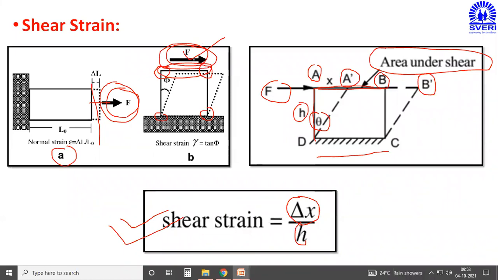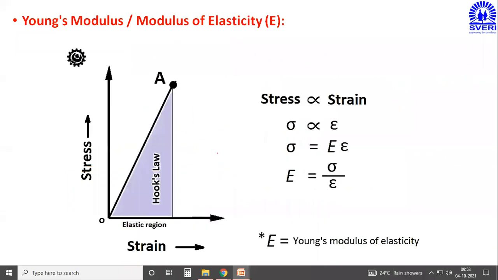And due to that shear force, whatever the strain is induced, that strain is called a shear strain. So this is the basic difference between the normal strain and the shear strain. Okay. Then another important thing is that we have to discuss the three elastic constants.